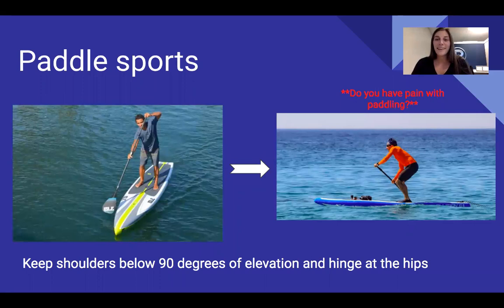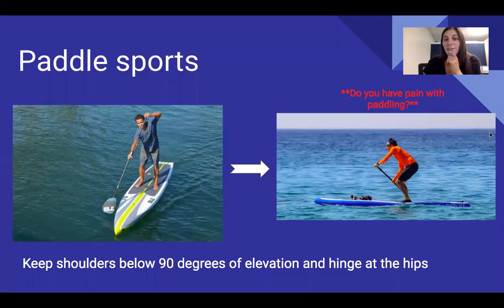Okay, so Bend is huge on paddle sports, whether you're stand-up paddleboarding up the Deschutes, or kayaking, or rafting, or rock climbing. We want to keep those shoulders below 90. So that guy in the first picture there, he's got his shoulder way up here. We're disadvantaging all those rotator cuff muscles we just talked about.